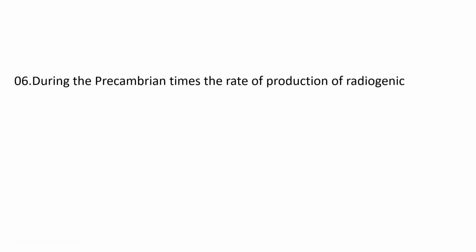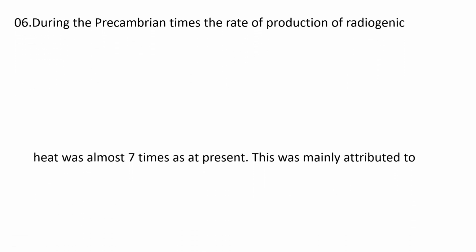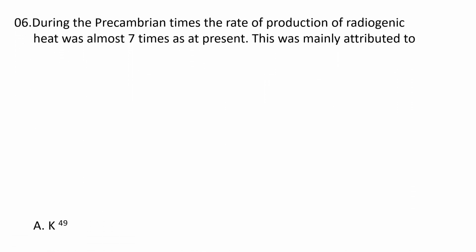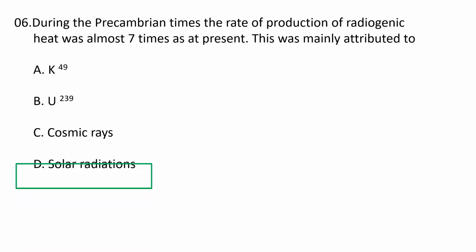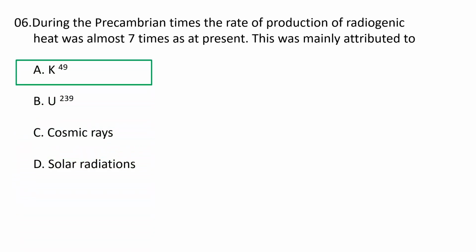Next question. During the Precambrian times, the rate of production of radiogenic heat was almost 7 times as at present. So this was mainly attributed to A. K40, B. U238, C. Cosmic rays, D. Solar radiations. So during the Precambrian times, the rate of production of radiogenic heat was almost 7 times. This was mainly attributed to K40.